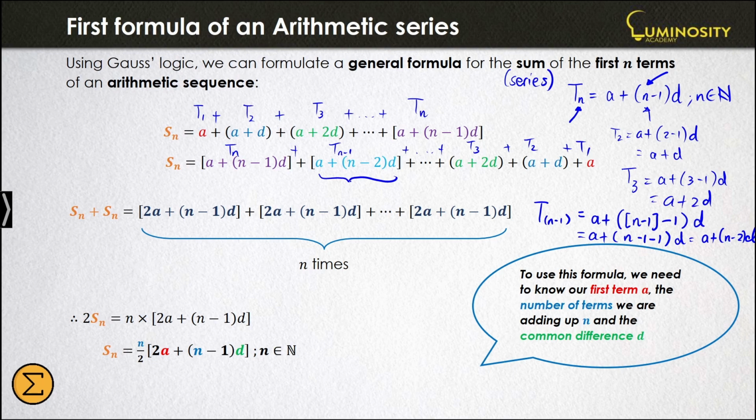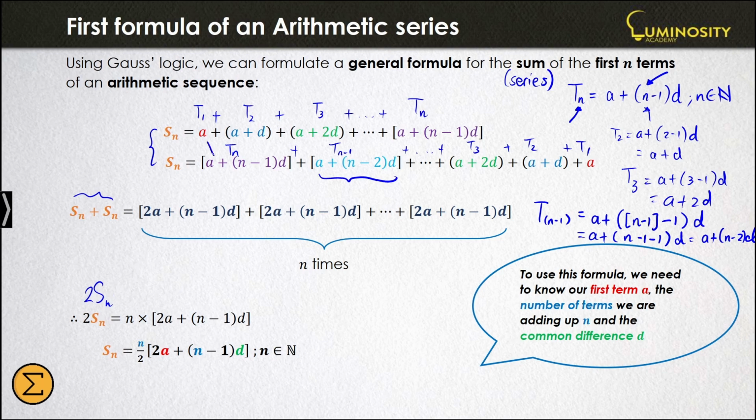Okay, so what did Gauss do? He said, well, let's add both of these equations together. So on the left-hand side, I have Sn plus Sn, right, which will just give me 2Sn, because they are like terms. Then what does this constant number look like each time that we're going to add?